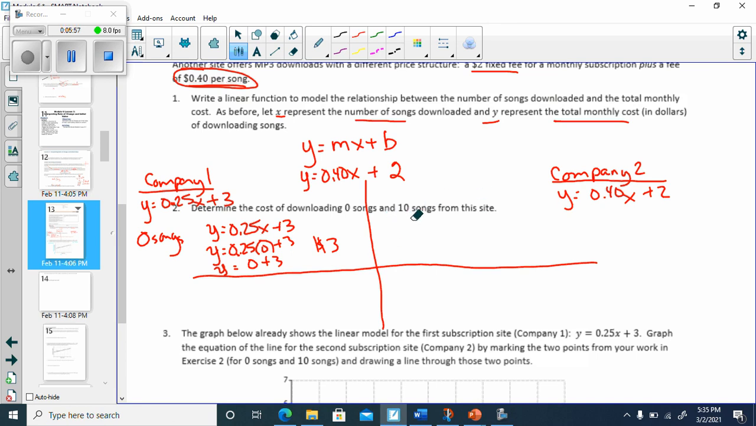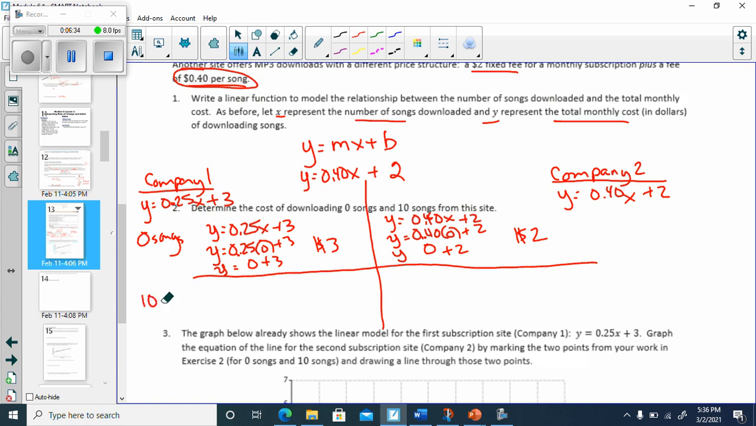How about from company two? Well, you can look at it and say, if I'm not paying any 40 cents extra, it's probably 2. But let's do the math and see. Y is equal to 40 cents per song times your number of songs plus $2. Y is equal to 40 cents per song times 0 songs plus 2. 40 cents per song times 0 is 0 plus 2, and that, just like we said, is $2. Okay. How about 10 songs?